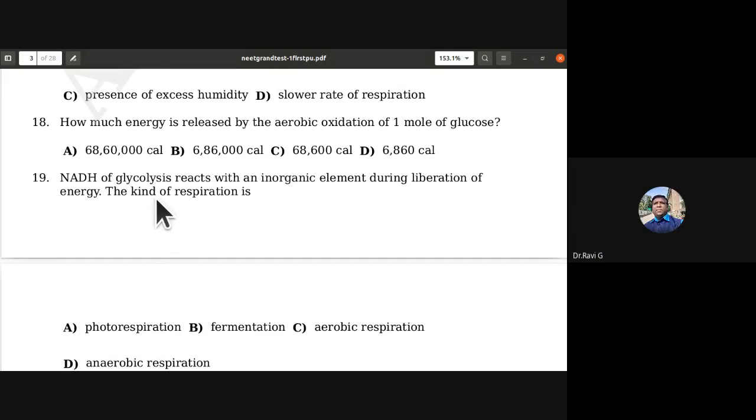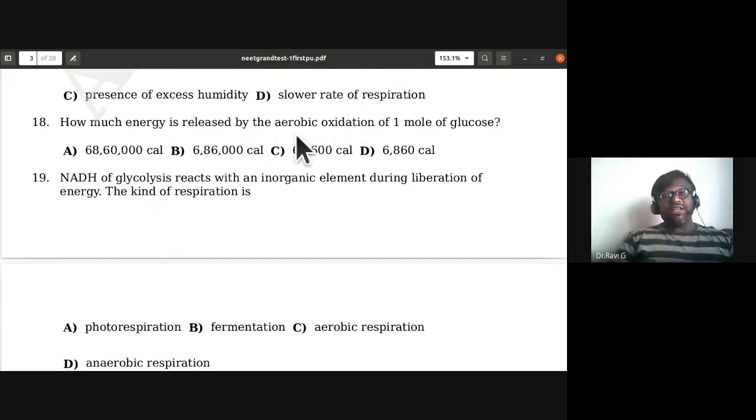The 18th: how much energy is released by the aerobic oxidation of 1 mole of glucose? There is going to be 686 kilocalories of energy released by 1 mole of glucose. If you convert it into calories, it would be 686,000. So B is the answer, 686,000 calories. So you are going to get so much energy from 1 mole of glucose, with 38 ATP in the calculation they have given.